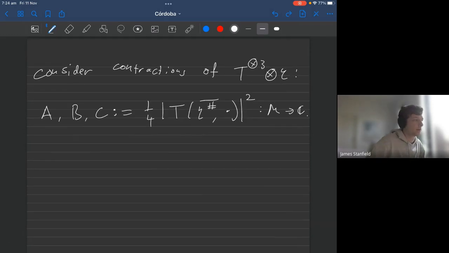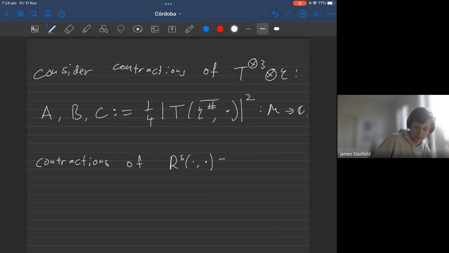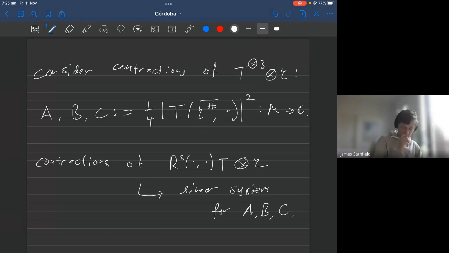Okay, cool. So, as I said, contractions of now the curvature R^S tensor eta are going to give a linear system for A, B, and C. So we take contractions of this tensor and use the Kähler-like identities, and we're going to have certain things equaling 0, and we'll get a linear system in these functions. The goal is to show that this system is overdetermined and that at least C vanishes, because once C vanishes, the proof is easy.